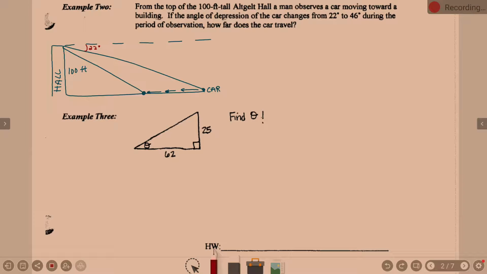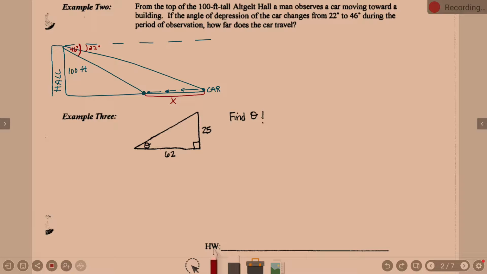So now we have from the horizontal here, that is 46 degrees. Okay. How far does the car travel? So if we're asking how far the car travels, we're trying to find x right there.